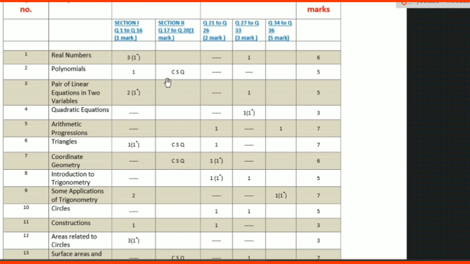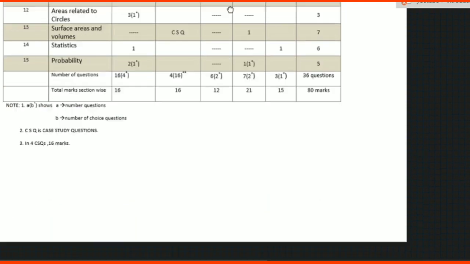Coming to this part, section 2, right? CSQ. What is this CSQ? Case study questions, I told you. When we go to the case study questions, you will come to know what this actually is, right? So next we are going to discuss the paper. In that paper itself, simultaneously, I'll give a brief introduction to case study questions, right?